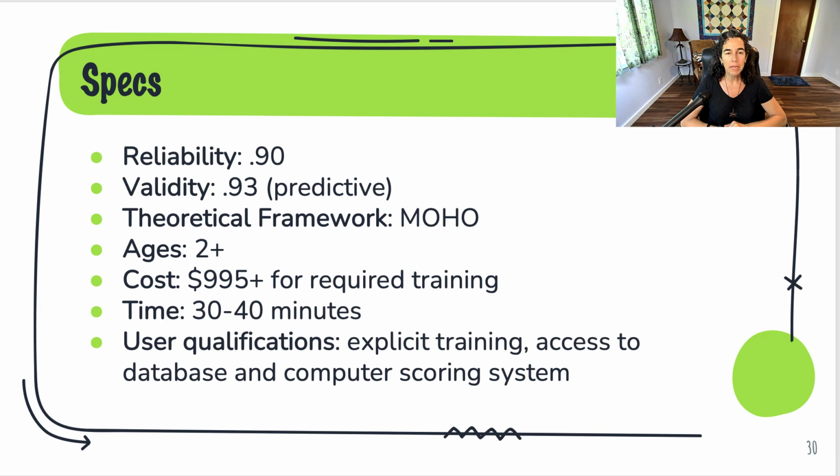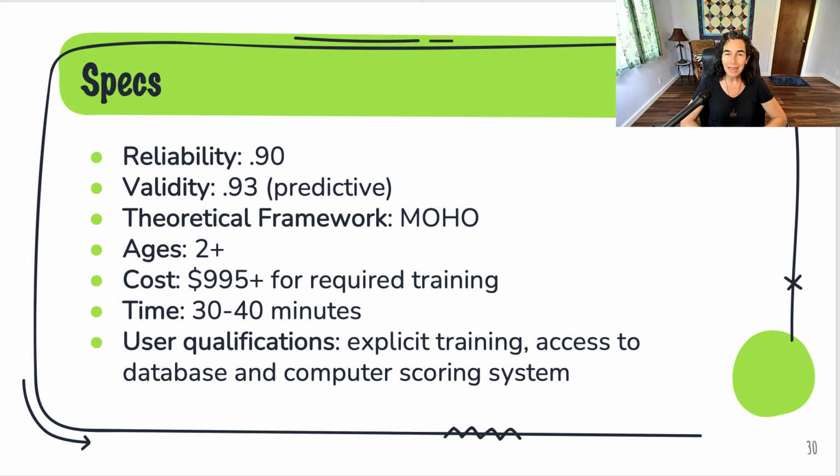All right, back to specs. So reliability, 0.9. Good, right? Again, our highest possible score is 1.0, so 0.9 is perfectly awesome. Validity, 0.93. Excellent, especially with regard to predictive validity. The theoretical framework for this one is MOHO. We can do this test on anyone aged 2 or over, so it goes throughout the lifespan, which is pretty nice. Cost, wah wah, almost $1,000 plus the required training.